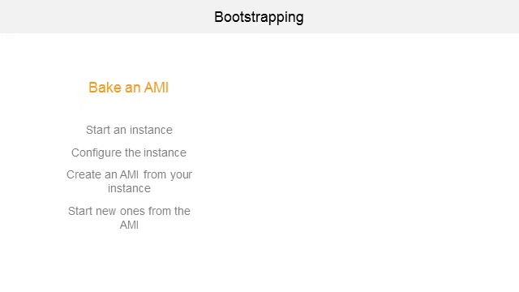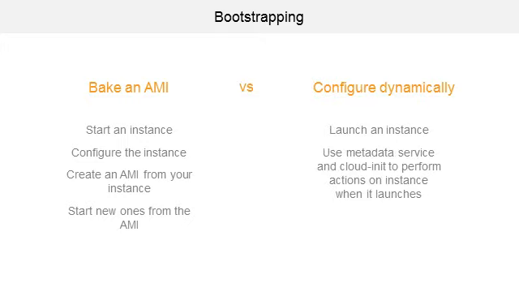The first is to do what we described earlier, which is to create a custom AMI and use that custom AMI to start an instance in a known state. So you would do that by starting an instance, configuring your instance in the way that you want your AMI to be configured, shutting your instance down and snapshotting it, and creating an AMI at that point. And then you can start new ones from that AMI, and they'll be in exactly the same state as that instance was when you snapshotted it. So that's one way to do it. The second option that you've got is to configure dynamically. So launching an instance and using a metadata service, which we described earlier, together with something called cloud-init to perform actions on the instance when it launches.